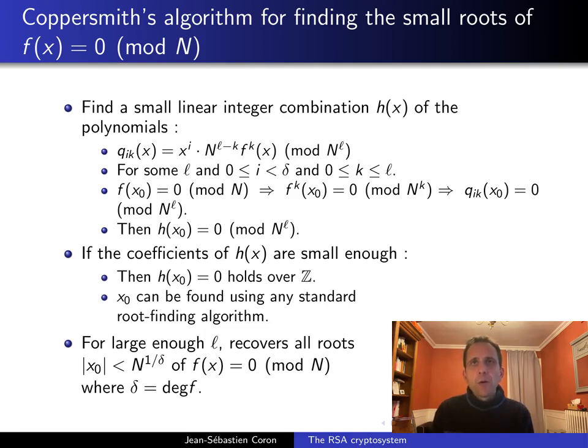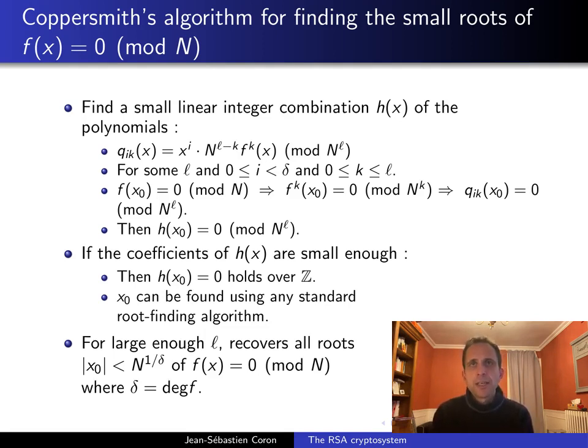And so we see that for all these polynomials, x0 is a root of q_{ik} of x modulo N to the power of l, because we raise f to the power of k. So this gives us already a root modulo N to the k, and then we multiply by the constant N to the l minus k. So this gives us a root modulo N to the l. So this means that for all polynomials q_{ik}, x0 is a root modulo N to the l.